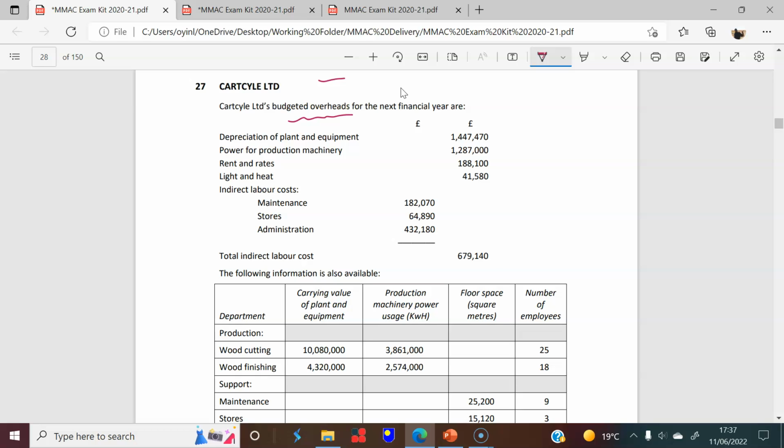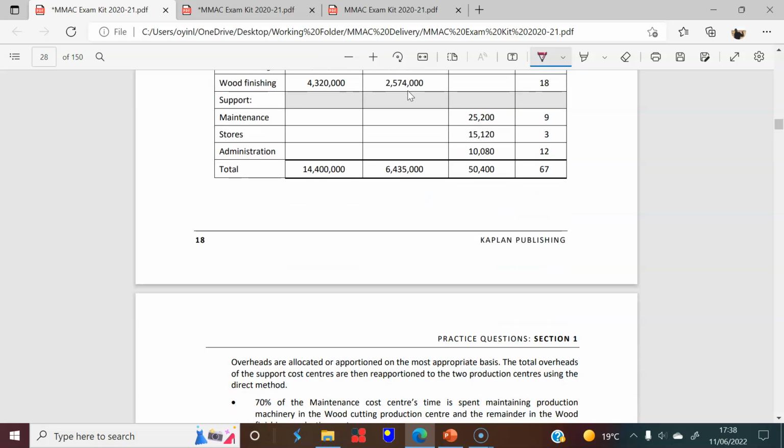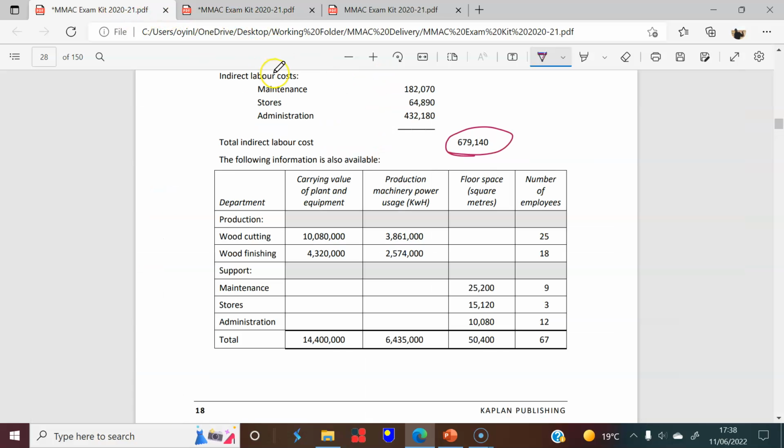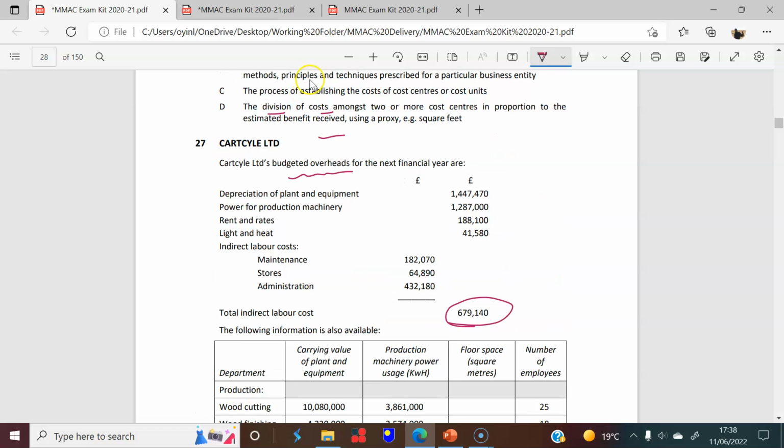Here's the thing, we have a total overhead here of 679, but we have some information as to how we best spread this overhead between the different departments, and I've put the table here. That's the issue here. We have overhead costs and different cost centers that share these overheads. So classic, let's look at the first one here. The very first one here is this business of the depreciation of plant and equipment.